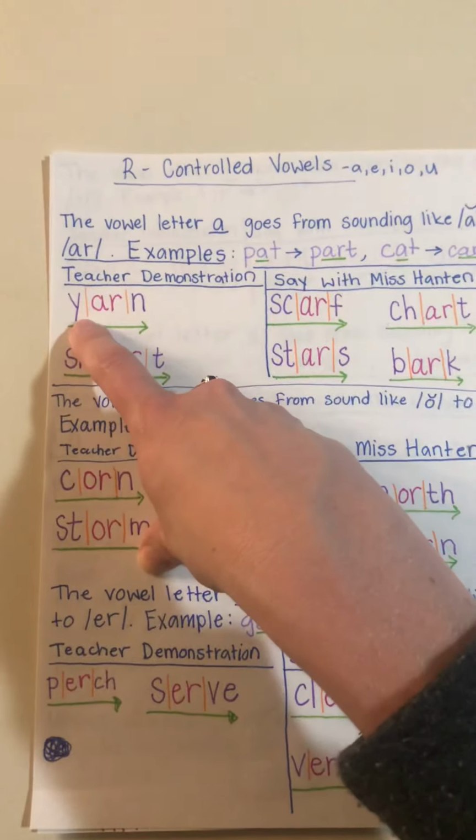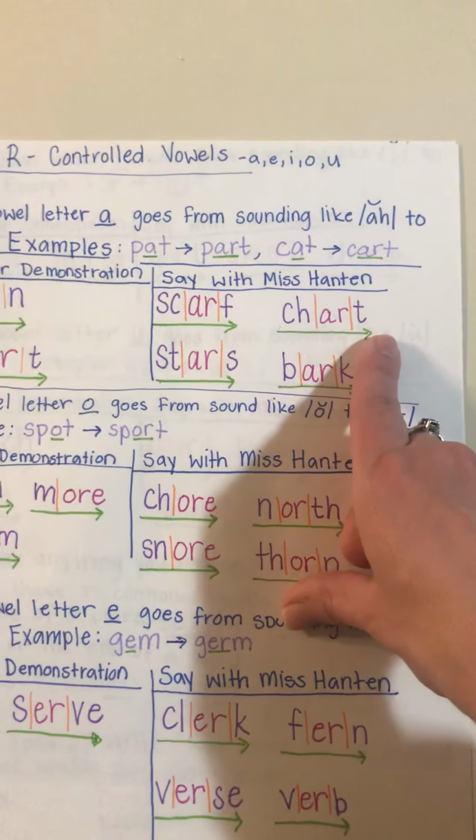So this one is y-ar-n, yarn, okay? Then you can go ahead and say some of these words with me if you would like. So we have sk-ar-f, scarf. Over here we have ch-ar-t for chart.